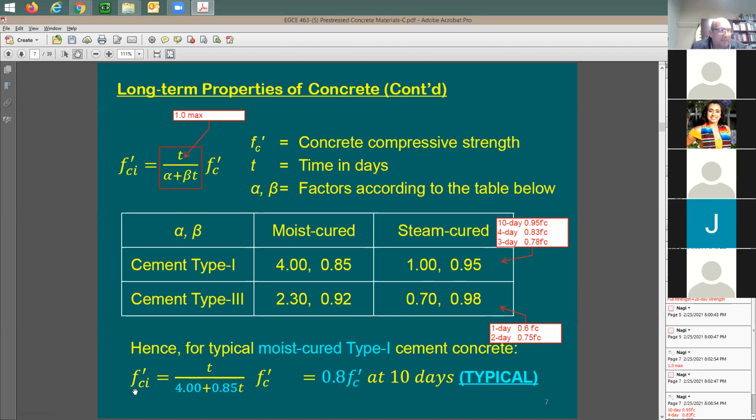Now you have an f'ci that you just calculated, and then go back to your analysis and be sure that you're not going beyond 0.6 of this when it comes to compression, and 12 square root of f'ci if you're allowing any tension in the beam. Allowing tension means sometimes people design prestress to be uncracked or cracked. So it depends on your performance target.